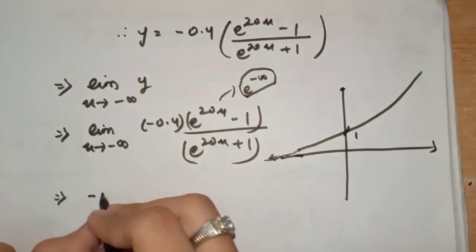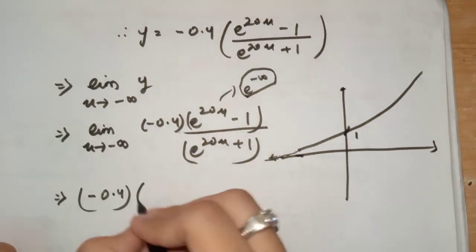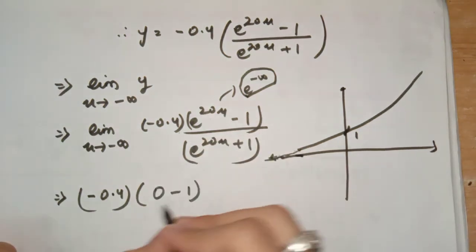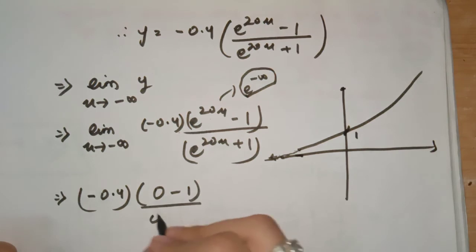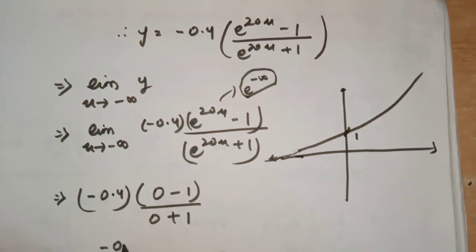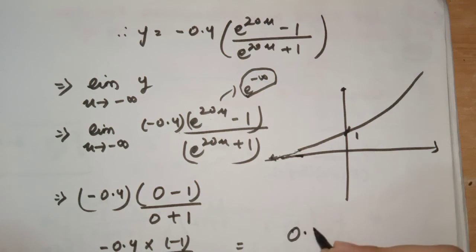So now minus 0.4 into e to the power minus infinity, that's 0, minus 1 by, again here we get 0 plus 1. So minus 0.4 into minus 1 by 1. Therefore our answer is 0.4.